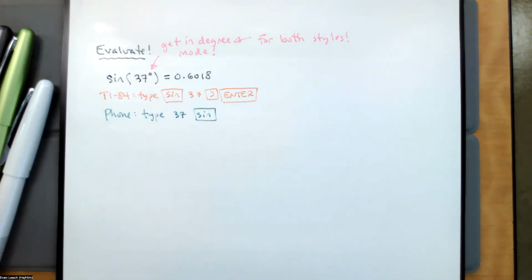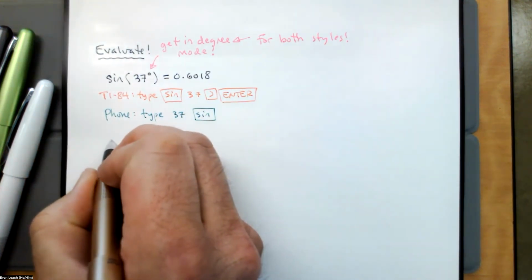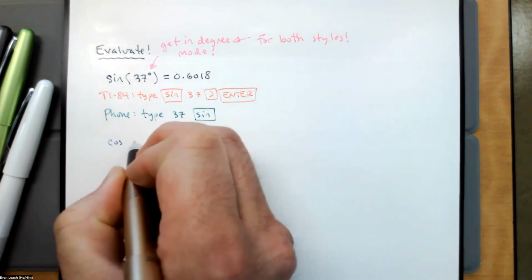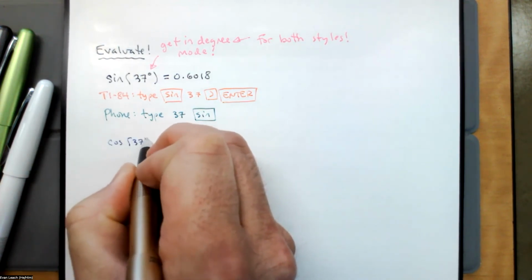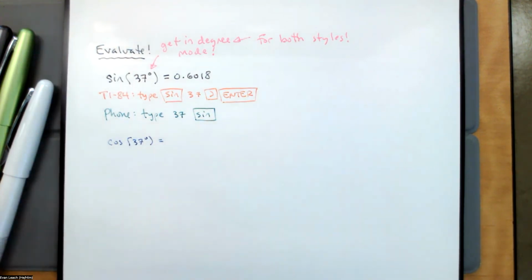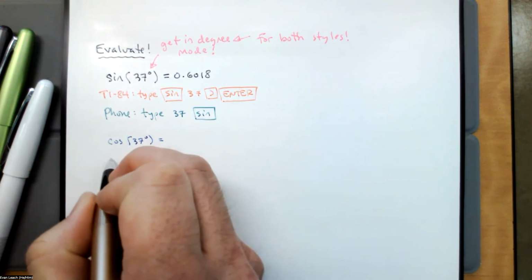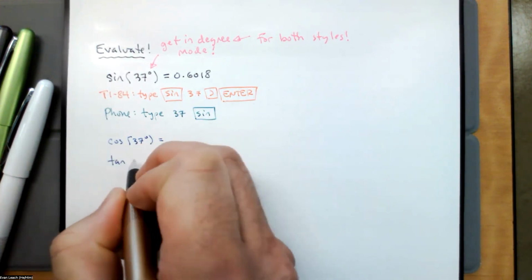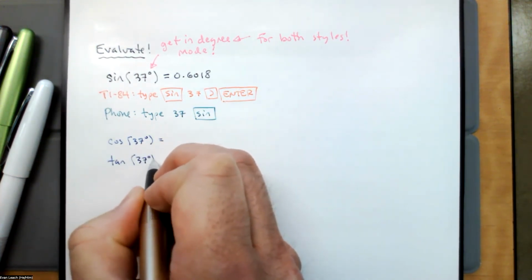So let's make some calculations. Let's find the cosine of 37 degrees. Round to the nearest 10,000th, so 4 decimal places. And let's find the tangent of 37 degrees.